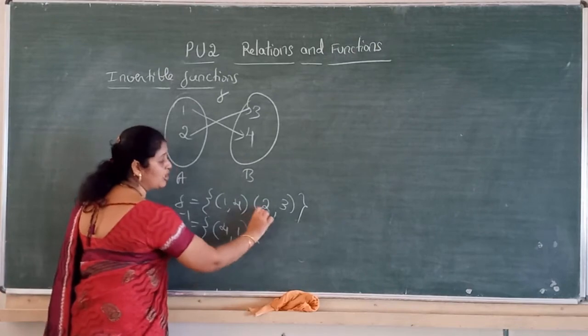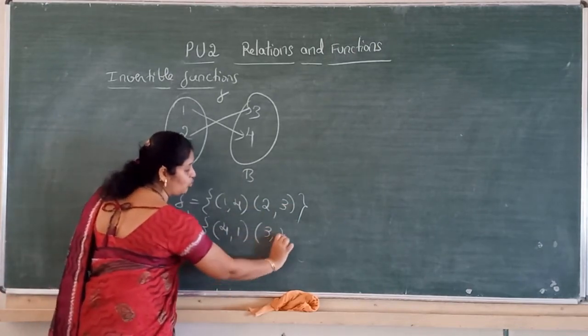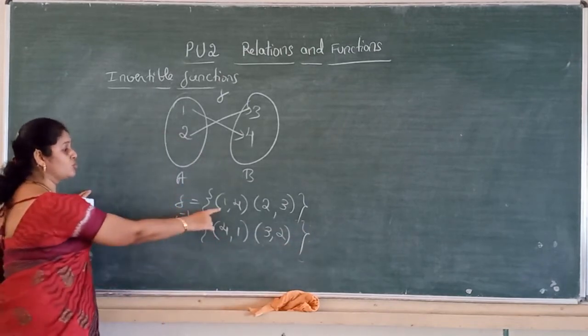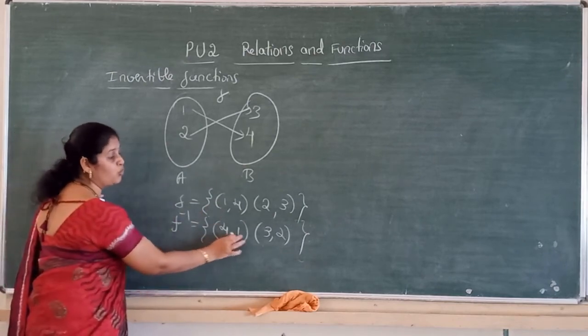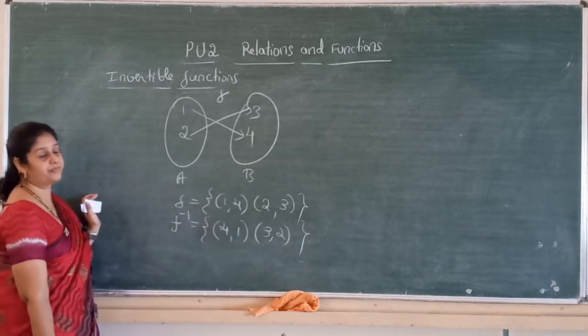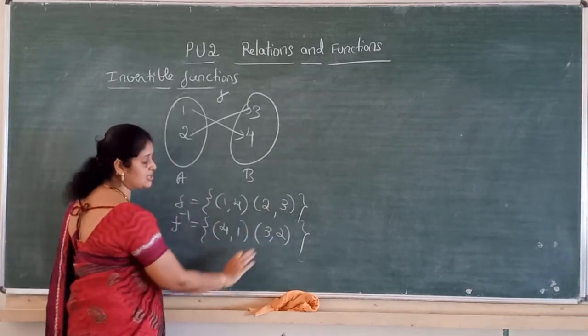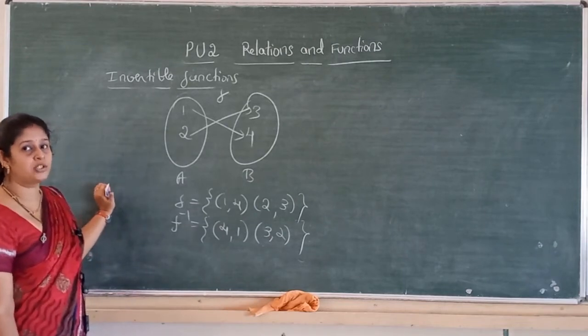Then ordered pair (2, 3) means (3, 2). That is f inverse. If 1 goes to 4, then in f inverse 4 goes to 1, and if 2 goes to 3, in f inverse 3 goes to 2. In this way we can write it. But observe one thing here.